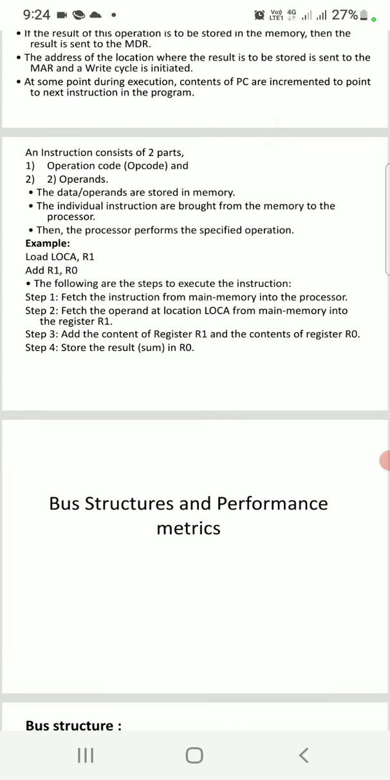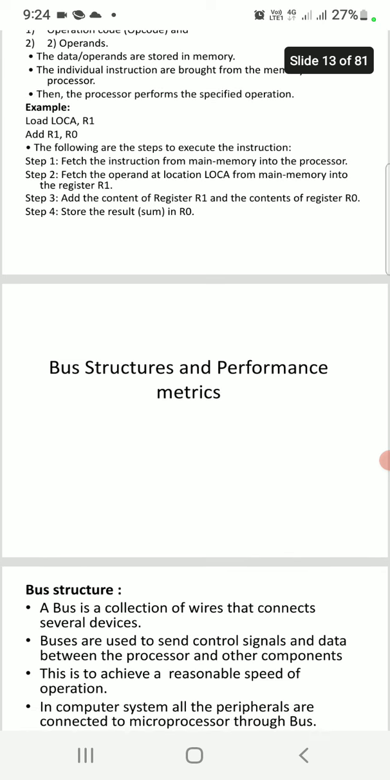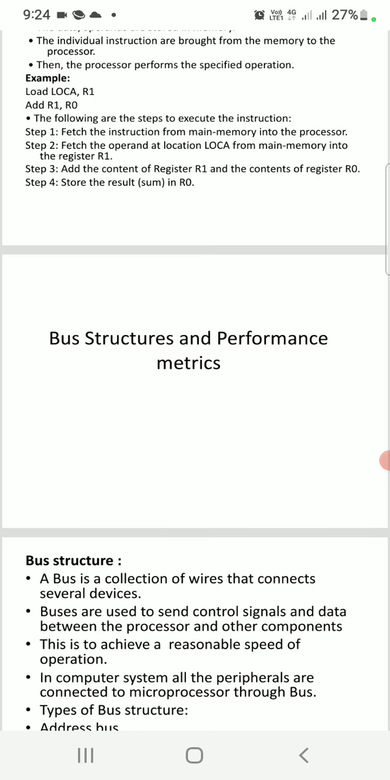Next is bus structures and performance metrics. A bus is a collection of wires that connects several devices. We know a bus connects one place to another place. This is the general meaning.